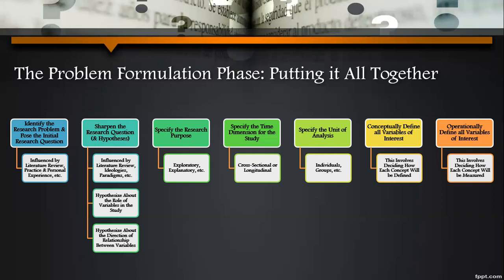So as you can see, as we move through the problem formulation process, with each part of the process, we become more and more specific. So we're really going from very general, like, I think I want to study this topic, to these are my specific questions. These are my specific hypotheses. This is the purpose of my research. This is the time dimension of my study. This is my unit of analysis. This is how I will conceptually define every variable in my study. This is how I will measure it, right? So as we get toward the end of the problem formulation phase, we're becoming more and more granular, more and more specific. And that is essentially the way things go, particularly in quantitative research.